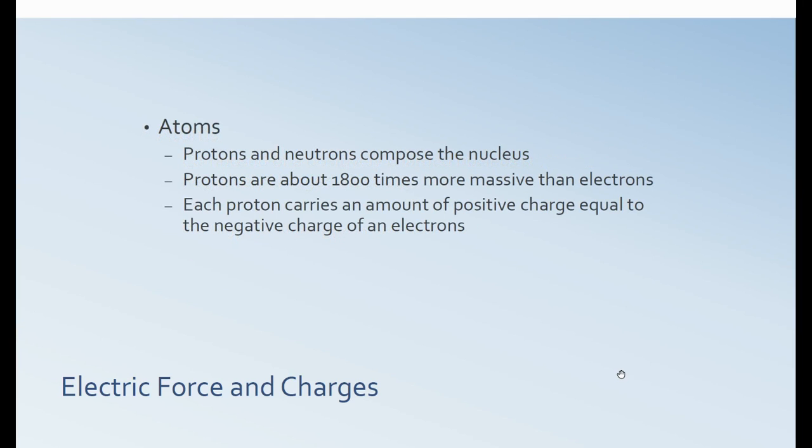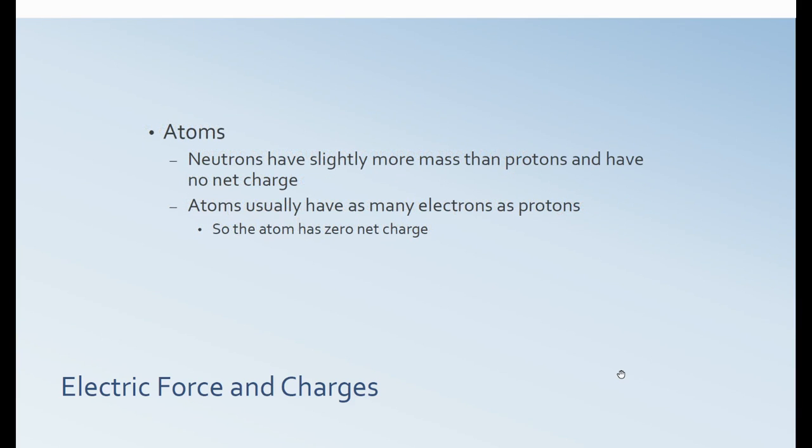In the nucleus, where our protons and neutrons are, the protons are about 1800 times more massive than the electrons. So we can see why most of the mass of an atom is in its nucleus. And each proton has an amount of positive charge equal to the negative charge of one of the electrons of that atom. Neutrons are even slightly more massive than protons, but they have no net charge, so they don't really affect the electrical forces.